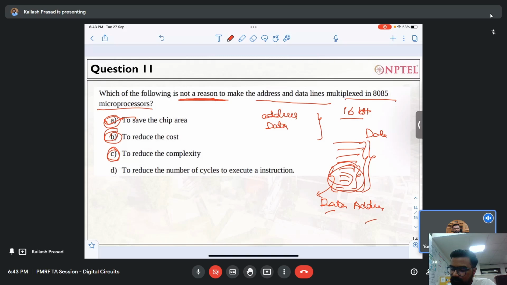The only reason which will not come, because whenever you're doing multiplexing, you are giving time. At one time you'll be sending the address, at another time you'll be sending data, so your time will be increased. So this is not the reason. This is the correct answer because the time will increase, not decrease, right? Whenever you do multiplexing, the time or the number of cycles will increase. So the answer is D.